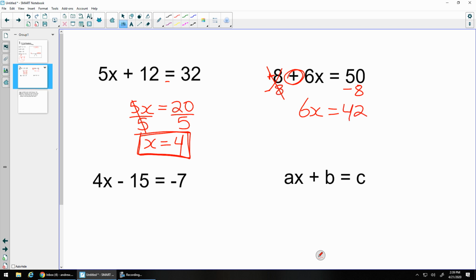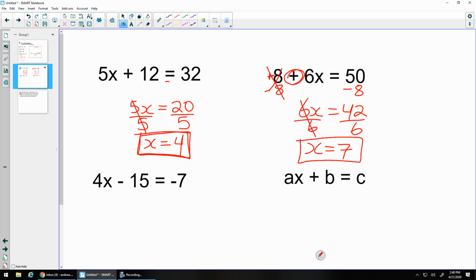Okay. Now x is being multiplied by 6. I want to do the opposite, so divide by 6 on both sides. The 6's cancel out. I'm left with x is equal to 42 divided by 6, which is 7. So x is equal to 7.